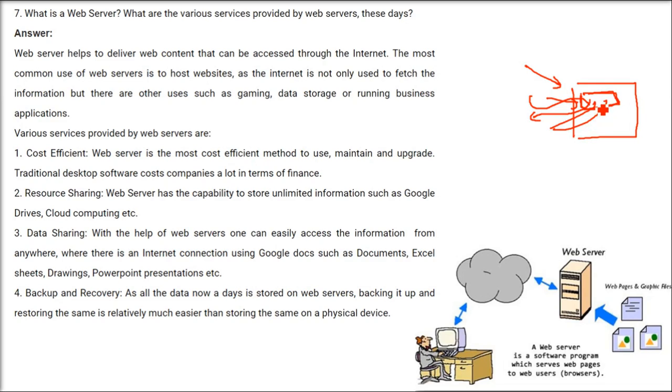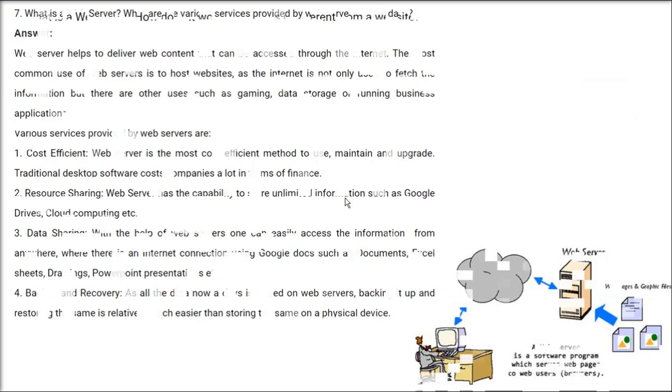Because the internet is not only used to fetch information, there are other things also: gaming, data storage, running business applications. So not only websites, all this content will be kept on the web server. There is a counterpart called the application server, which is a bigger version. A web server is a part of an application server. But here, with the web server, you have web pages and graphics. A web server is a software program which serves web pages to web users, that is, the browser. And as I said, it has to be cost efficient. It makes your way of working cost efficient. Resource sharing will be there, data sharing will be there, and backup and recovery will also be there.